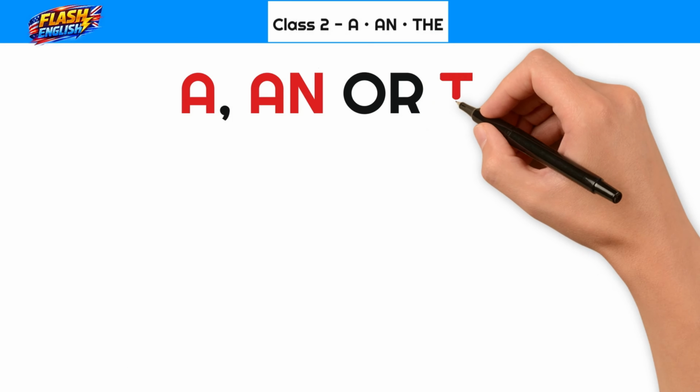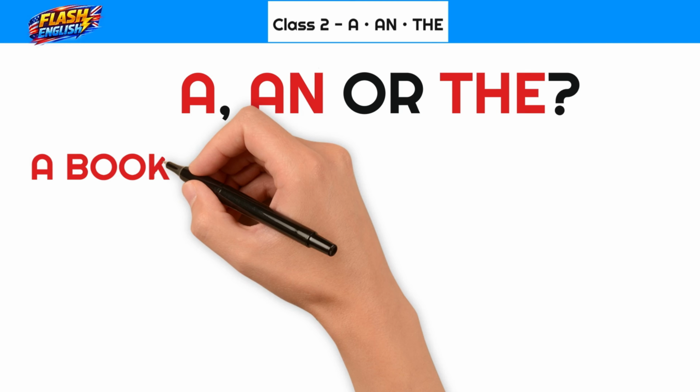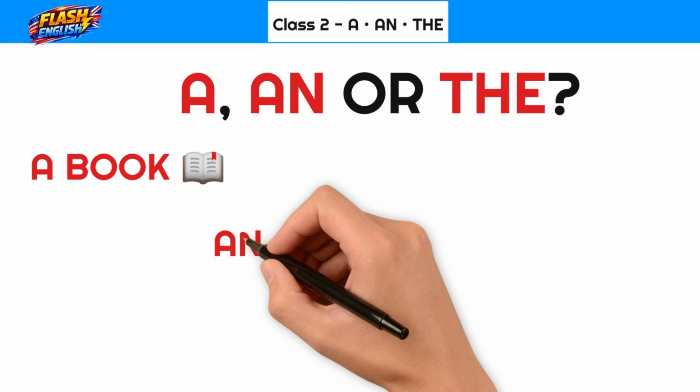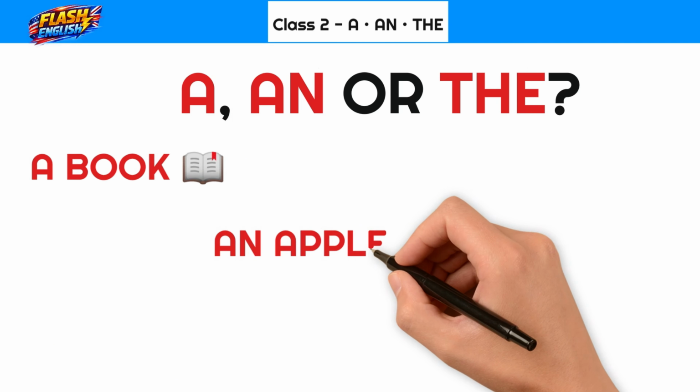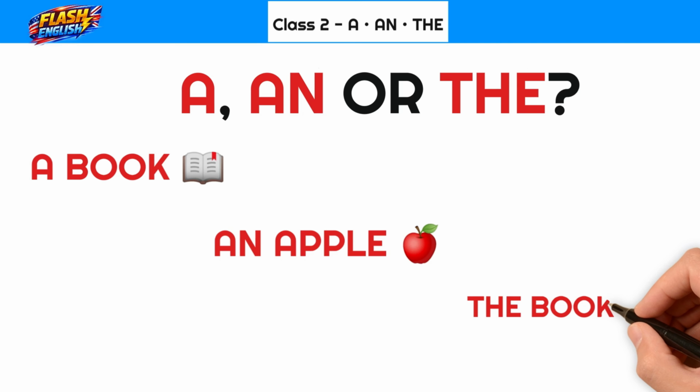Now, let's put the three articles together. A, an, and the. A book. An apple. The book. Each one has a different use. Time for a quick challenge.